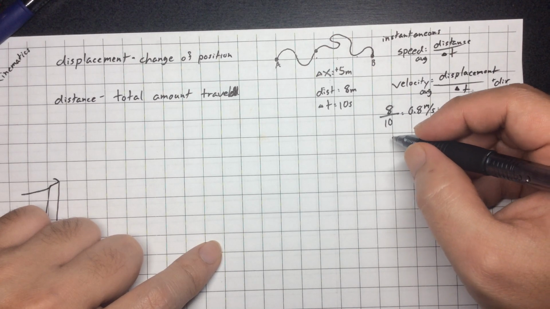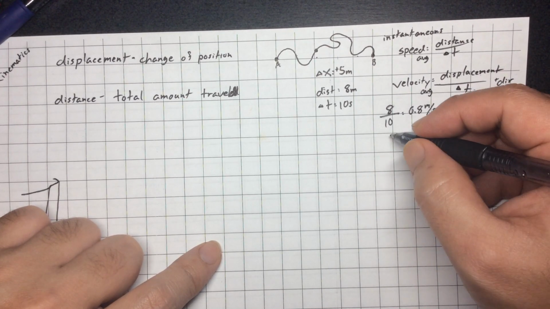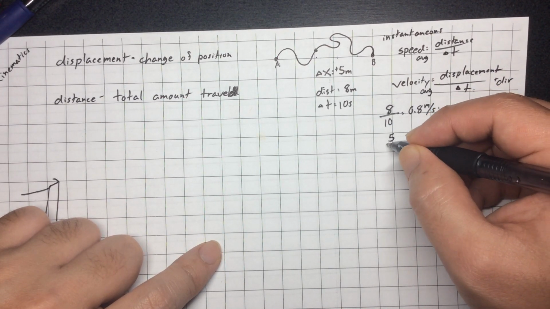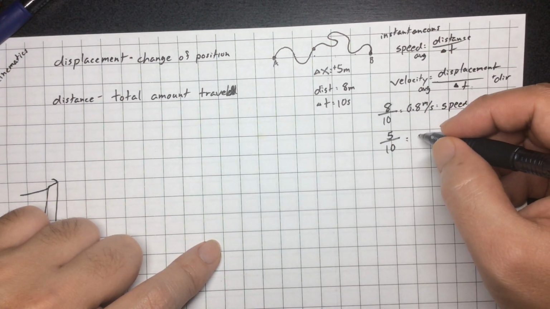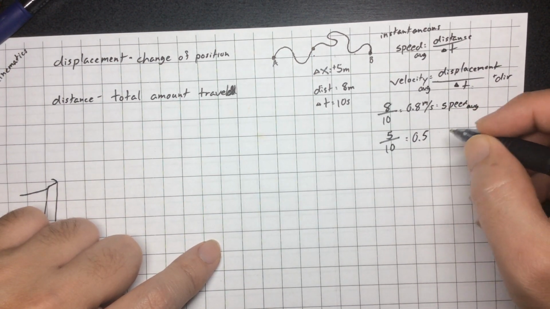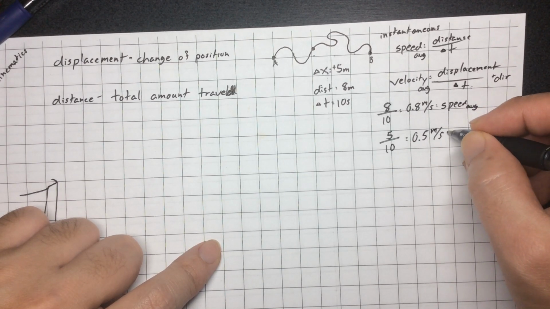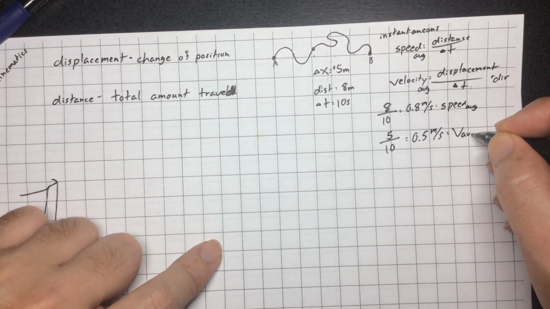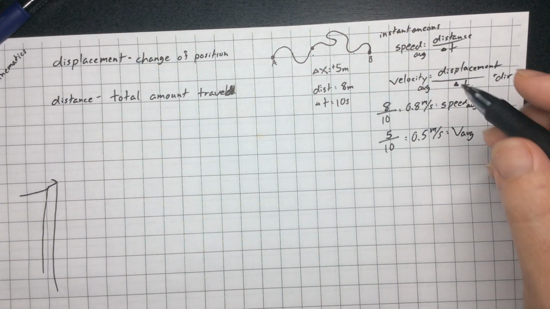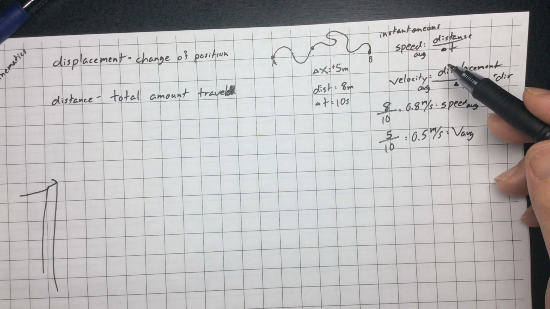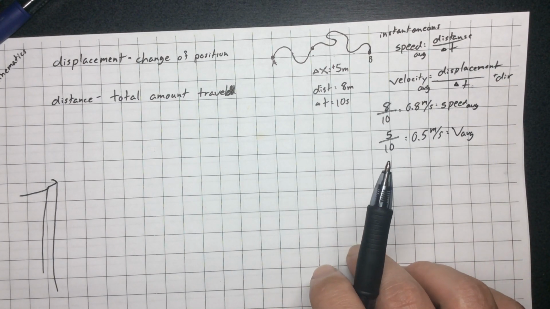Use a little subscript. And the average velocity would be given by the change in position, displacement, over that time. That's 5 over 10. That's going to be 1/2, or we'll just say 0.5 meters per second. And that'll be your average velocity, average v. Okay, so we will be using those things very frequently throughout physics, more so the velocity term, less so the speed term. But let's keep on moving on.